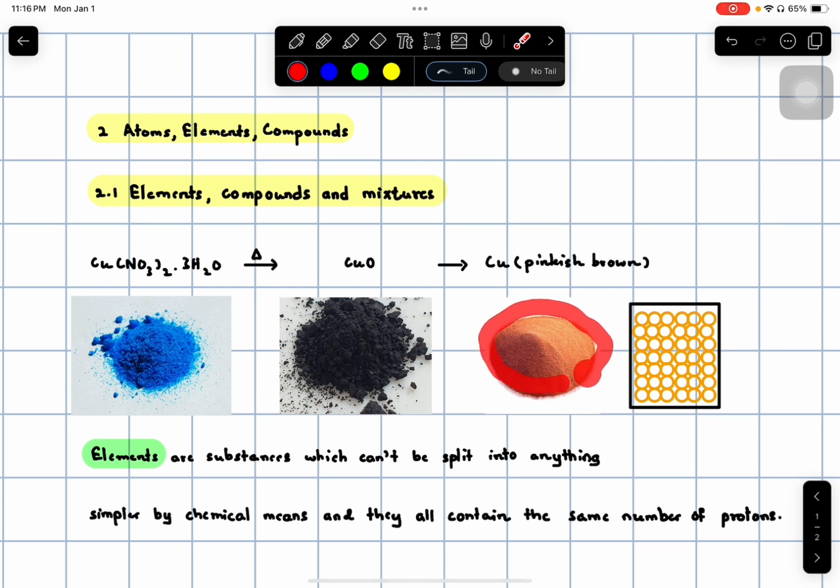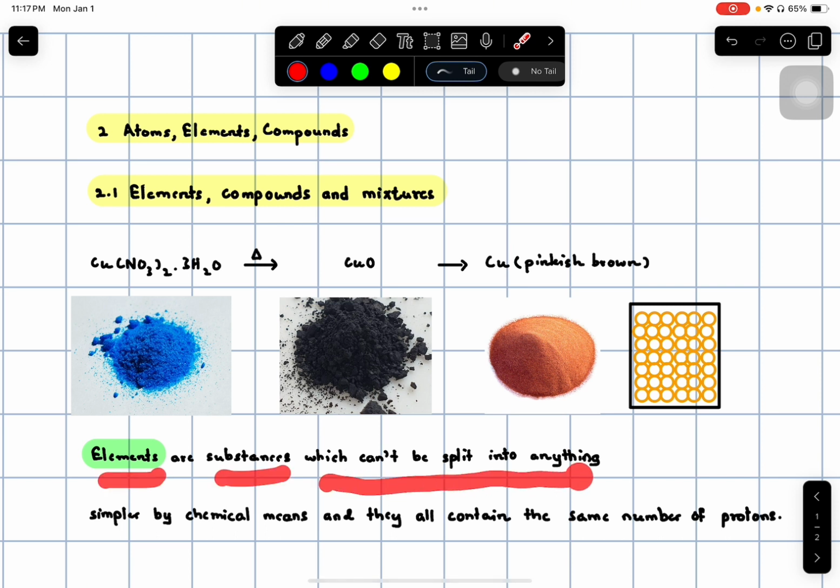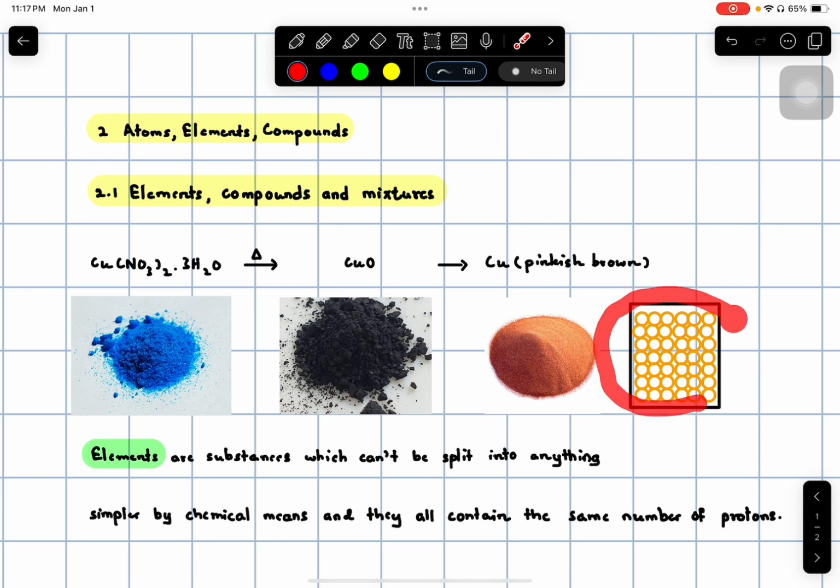Now, when we get copper, there is nothing that we can do chemically to turn this copper into anything simpler at all. That makes copper an element. Because why? An element is defined as a substance which cannot be split into anything simpler by chemical means. They all contain the same number of protons. If copper is an element, then we're only expected to see copper atoms here.